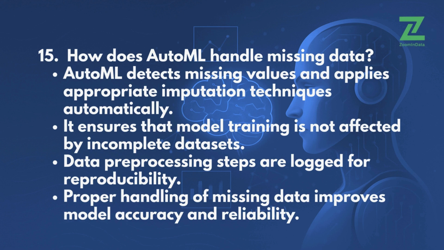How does AutoML handle missing data? AutoML detects missing values and applies appropriate imputation techniques automatically. It ensures that model training is not affected by incomplete datasets. Data pre-processing steps are logged for reproducibility. Proper handling of missing data improves model accuracy and reliability.